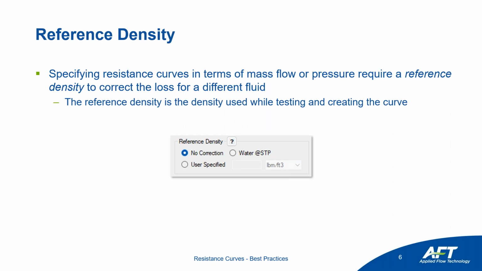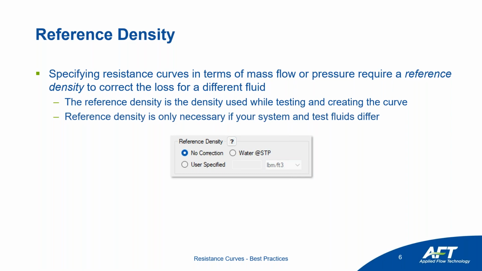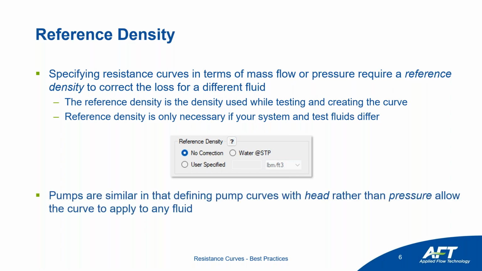So the reference density is the density used while testing and creating the curve, moving from whatever the actual pressure loss that you measured was to a head loss, or the mass flow to that volumetric flow. Note that this is only necessary if your system and test fluids are different. Again, if the density is the same, then the mass energy transfer is going to be the same. And so it's really only necessary, as we saw when we changed from water to methane, and that's where we started to see that discrepancy in results.